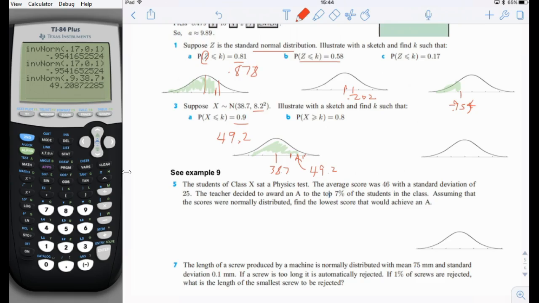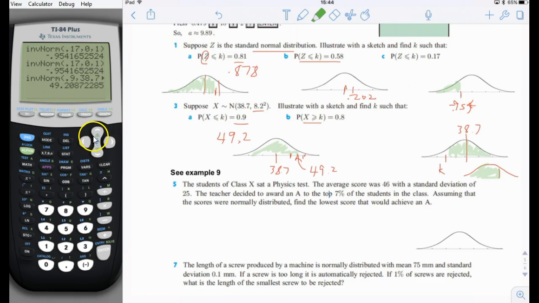Okay, and then finally, the probability that x is greater than k is equal to 0.8. Now, for this one, it's a little bit tricky because they want to know the region that is greater than k. So if this is 38.7, we're actually looking for a number that's less than 38.7, because the probability that x is greater than k is 0.8, so it's almost the whole region here. And actually the calculator cannot do this directly, because if you give the calculator 0.8, it's going to find the region that is left of a line that gives you 0.8. And we want the right of the line.